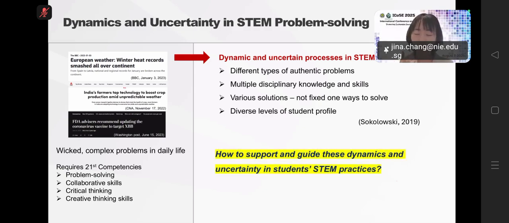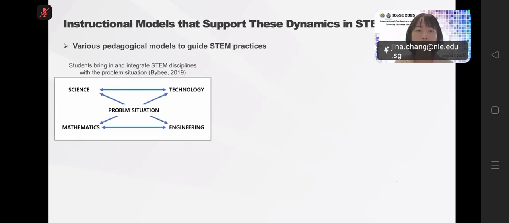So from the teacher perspective, these students' learning dynamics and the uncertain nature of STEM problems can raise the key question: how to support and guide these kinds of dynamic and uncertain situations during students' STEM practices. To guide students' STEM practices efficiently, various kinds of pedagogical and instructional models were suggested by STEM educators.